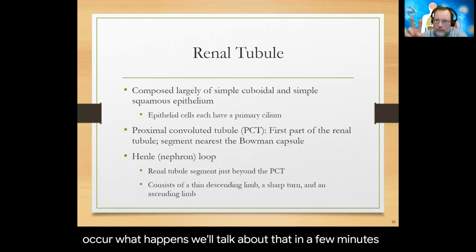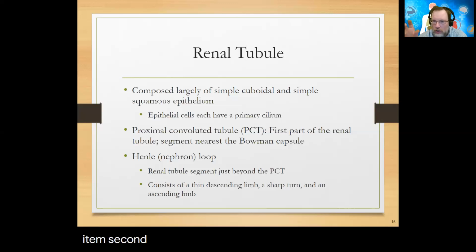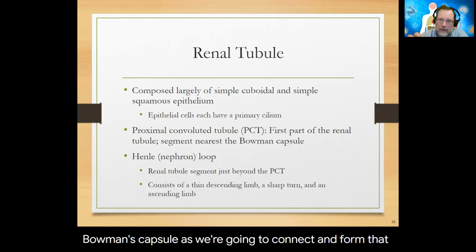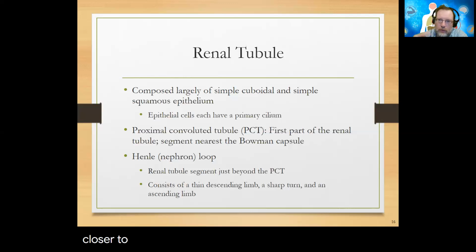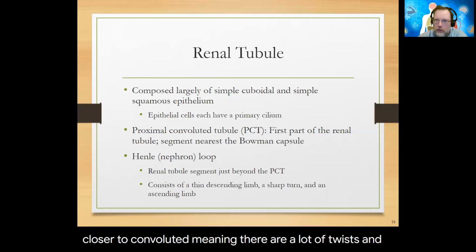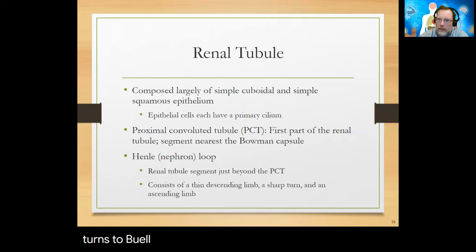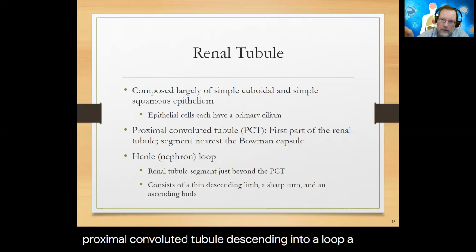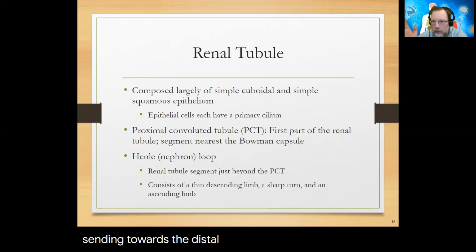Second item, second structural aspect, as we leave that Bowman's capsule, as we're going to connect and form that Bowman's capsule into a tubular system. Proximal meaning closer to, convoluted meaning there are a lot of twists and turns, tubule meaning it's some sort of small tube. So proximal convoluted tubule, descending into a loop, ascending towards the distal convoluted tubule.